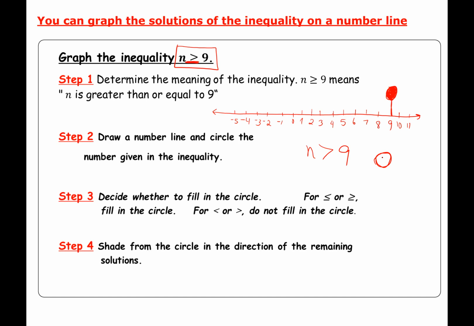Okay. The second part is to define or to know which direction should I go. Should I go to the right or to the left? It says n is greater than or equal to 9, which means the numbers should increase. It should be greater than 9. Therefore, it should go in the right. So 10, 11, 12 in the positive side. Excellent. Let's solve a few examples in order to understand more what I just explained.